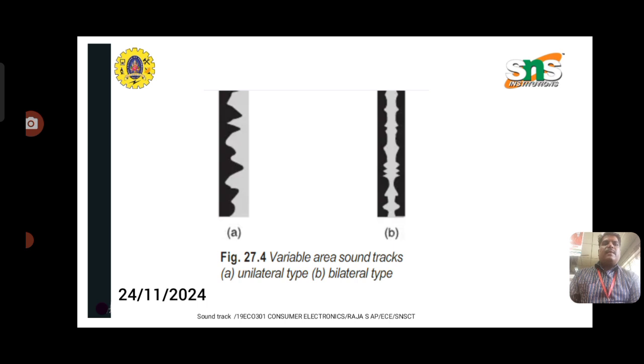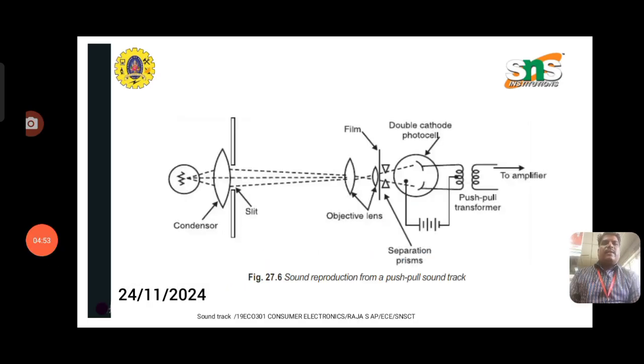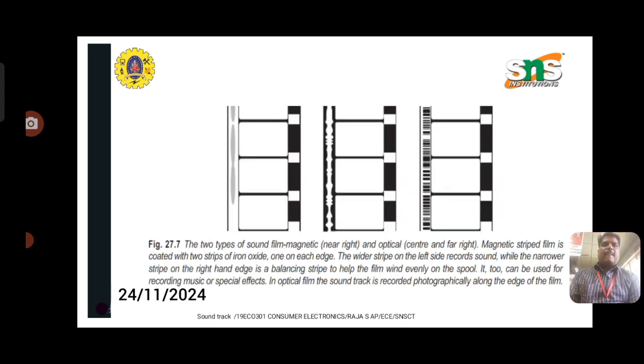So this is the variable soundtrack with unilateral and bilateral. Unilateral means only one side is black. Bilateral means both sides are black. In between, the white shaded images are there. Next, this figure shows the sound reproduction of a push-pull soundtrack. That is how sound can be reproduced and used in a push-pull soundtrack medium. This figure shows the two types of sound film: one is optical and the other is the magnetic sound film.